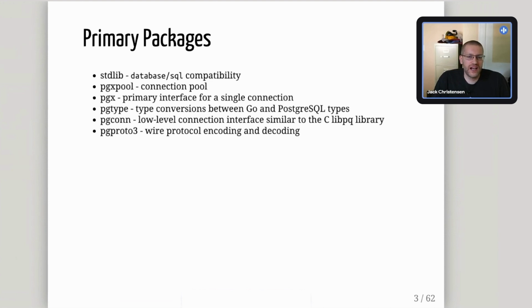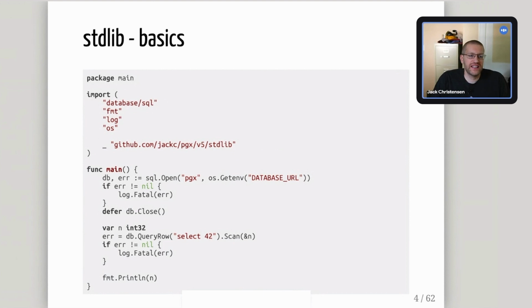PGX is basically a stack. At the very top, it has the standard lib, which is database SQL compatibility. At the bottom, it has pgproto3, which is the wire protocol encoding and decoding for the Postgres version 3 protocol. And here we go. This is just a basic connection for the standard lib using database SQL. I assume pretty much everybody has seen something like this before, so we're not going to dwell on it. But here's just an example that we're going to start with.